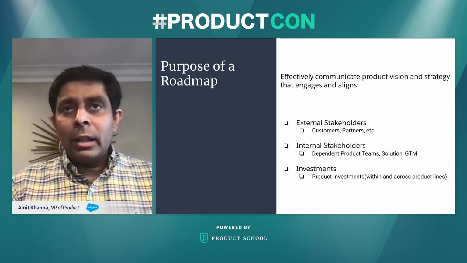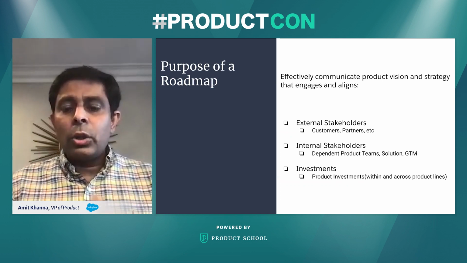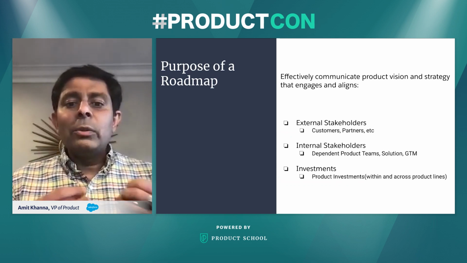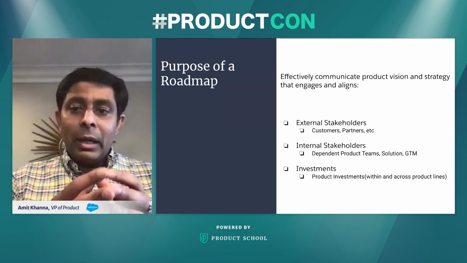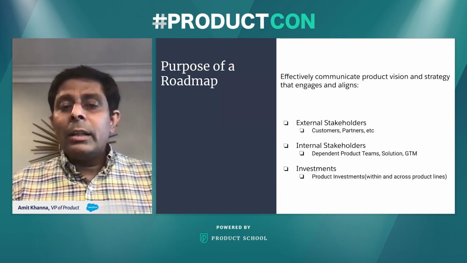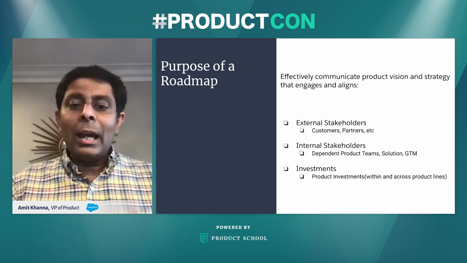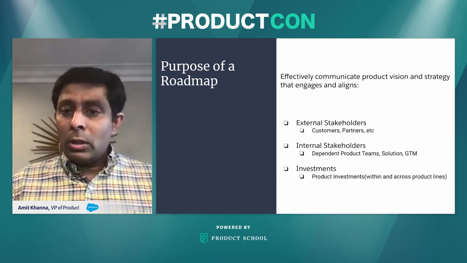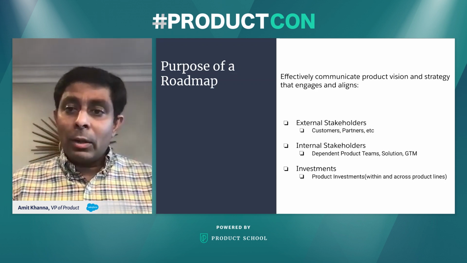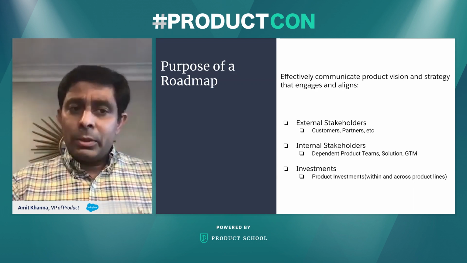Why I want to highlight that is because sometimes you might be in an enterprise company or building an application on top of a platform. So you need those underlying dependent product teams, your peers, you should be aligned with them. And finally, investments. We all need investments to make products. So you need to align those investments both within your product portfolio and also across product lines because you're dependent on other products to deliver those features for you. So that's the main purpose of a roadmap.